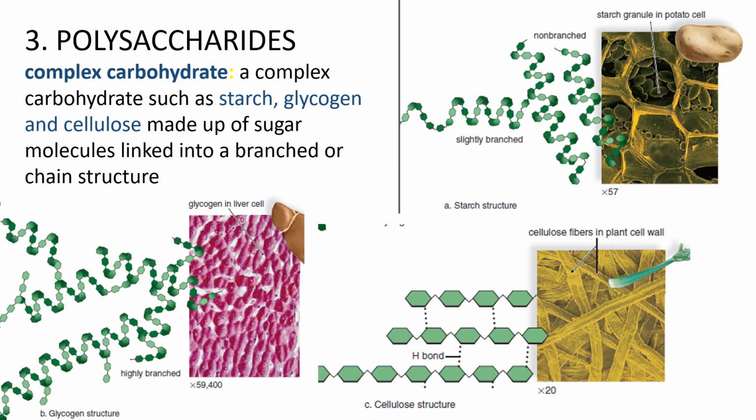Alright, and the last type of carbohydrates are polysaccharides. Remember, poly means many, so polysaccharides are complex carbohydrates, such as starch, glycogen, and cellulose, made up of sugar molecules linked in a branched chain structure. We're going to explore the different sources on the next slide. But first, let's have a mnemonic for starch, glycogen, and cellulose: the S, G, and C.